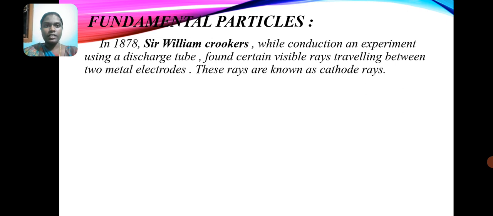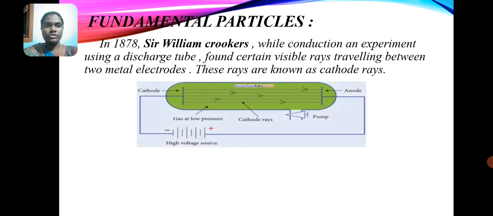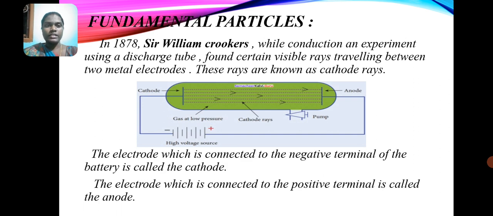Next, what are the fundamental particles? In 1878, Sir William Crookes, while conducting an experiment using a discharge tube, found certain visible rays traveling between two metal electrodes. These rays are known as cathode rays. This is the representative picture of the cathode ray tube. The electrode connected to the negative terminal of the battery is called the cathode, and the electrode connected to the positive terminal is called the anode.